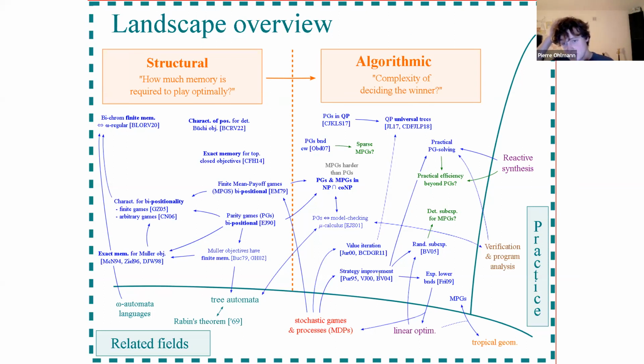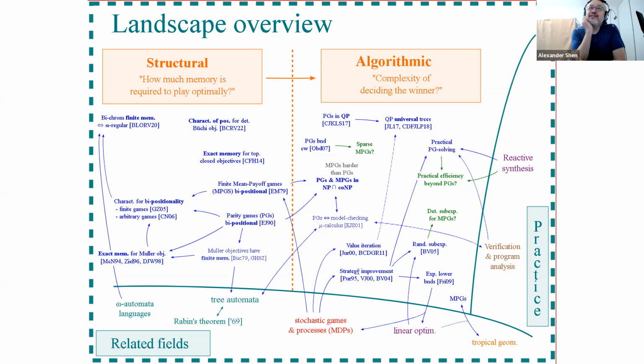Okay, and it's interesting to see that we also have connections in the other direction. And this recent quasi-polynomial algorithm for parity games by a group of people from New Zealand. I'll come to it. Let me talk a bit about strategy improvement.